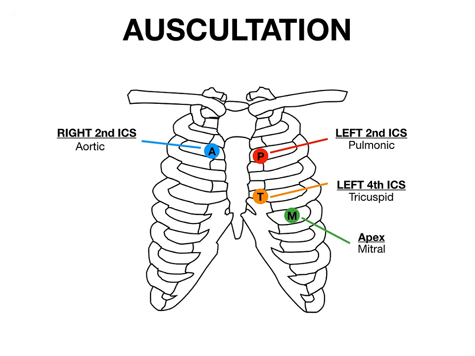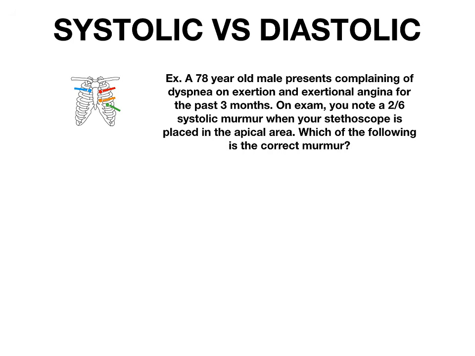Now I want to transition and use an example to show you how to figure out what the murmur is simply based on a few clues in the description. So here's an example. A 78-year-old male presents complaining of dyspnea on exertion and exertional angina for the past 3 months. On exam, you note a 2 out of 6 systolic murmur when your stethoscope is placed in the apical area. Which of the following is the correct murmur?